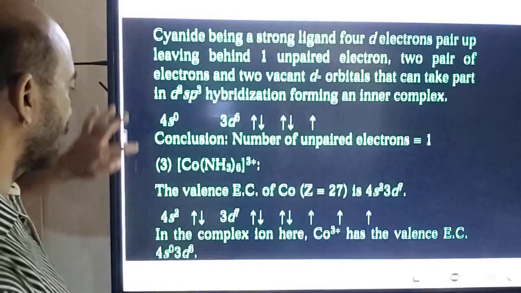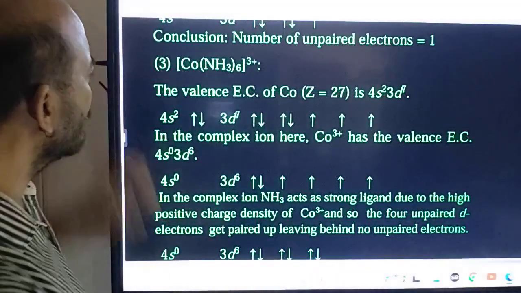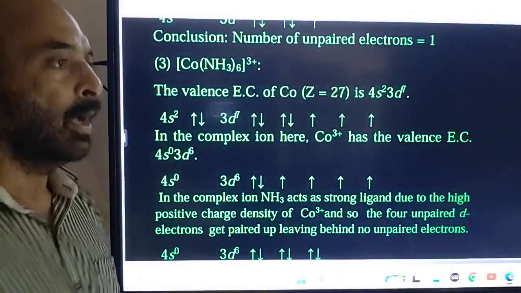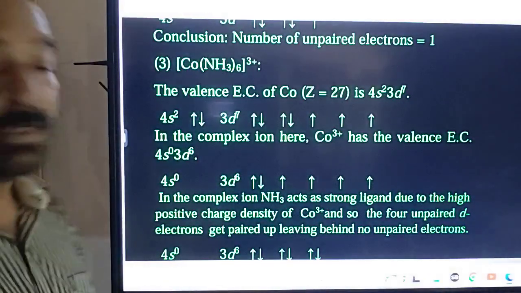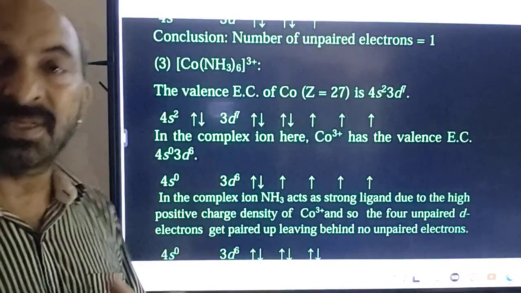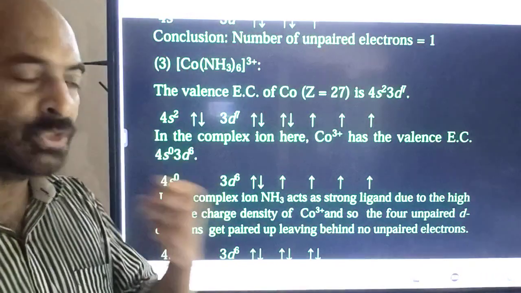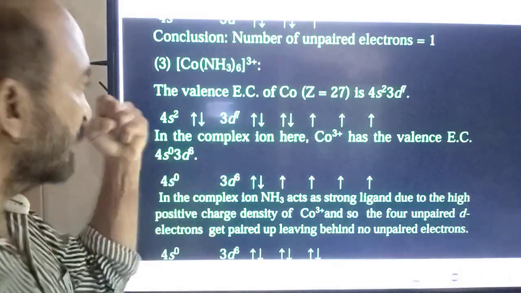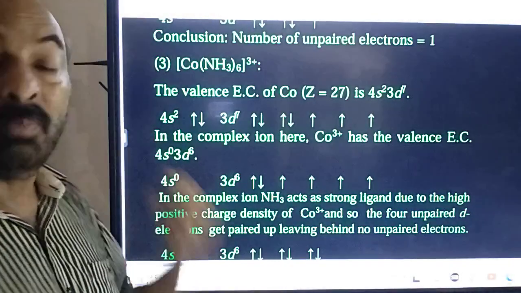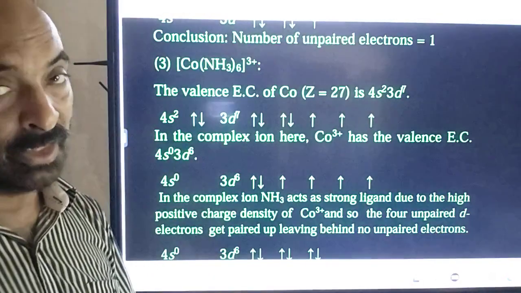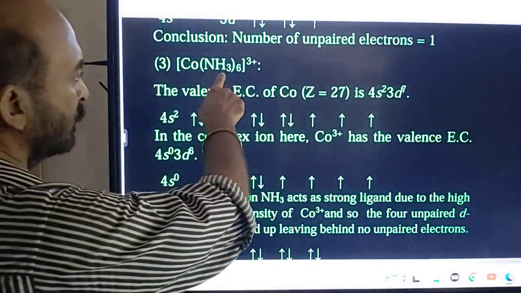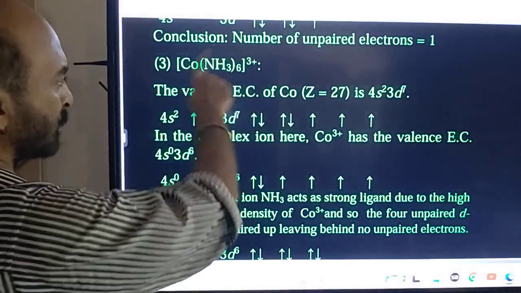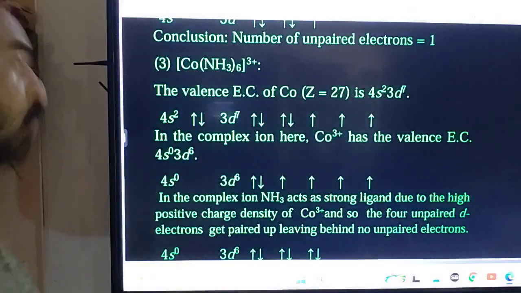Now we proceed to the 3rd case. Ammonia is a moderately strong ligand, and here it is [Co(NH3)6]3+. Since cobalt has a 3+ charge, due to the strong positive charge of the central cobalt ion, ammonia will act as a strong ligand here. Keep that in mind. Since ammonia molecules are neutral ligands, the whole 3+ charge is due to cobalt 3+, cobalt only.